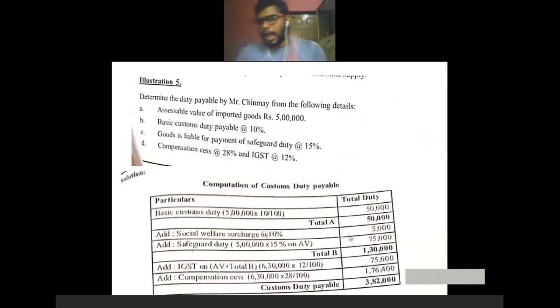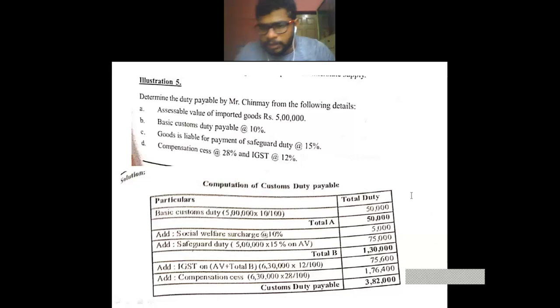Have you understood? Here in the solution only one last column is given, but you try to add one more column. Which column is that? Assessable value you are writing, no? That column also you write to include. So I will do the calculation here, try to understand.